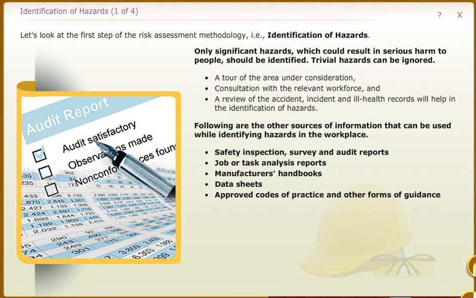Following are the other sources of information that can be used while identifying hazards in the workplace. Safety inspection, survey, and audit reports. Job or task analysis reports. Manufacturer's handbooks. Data sheets. Approved codes of practice and other forms of guidance.